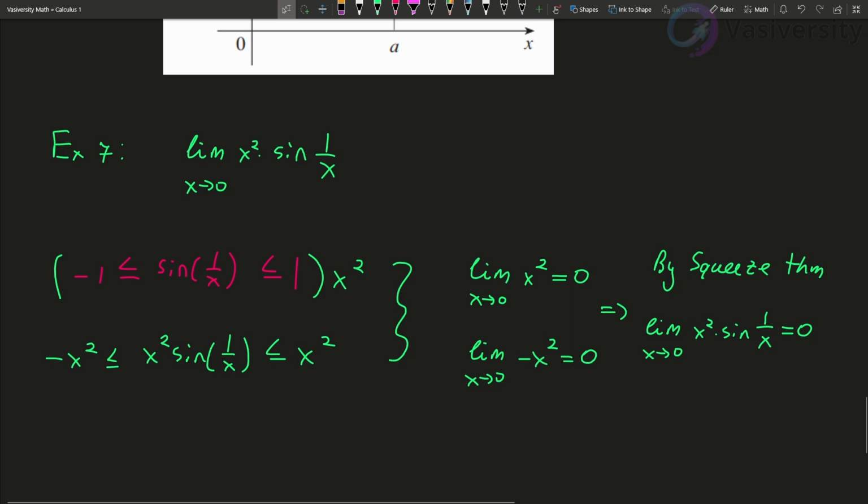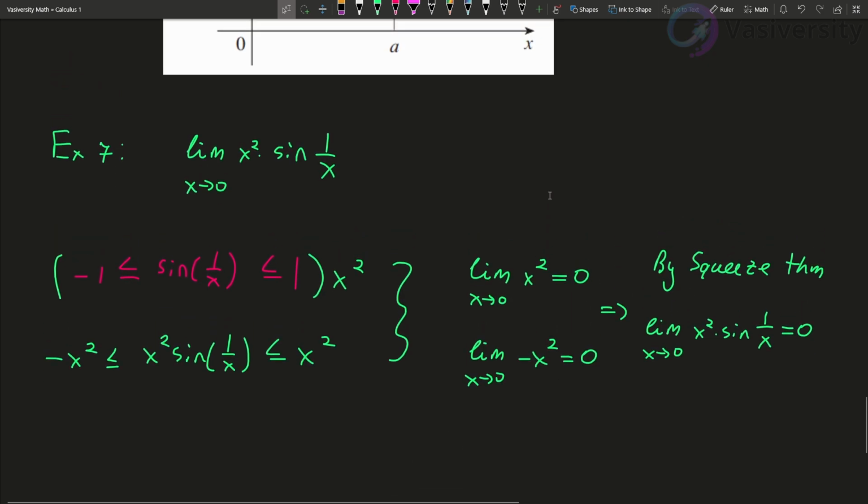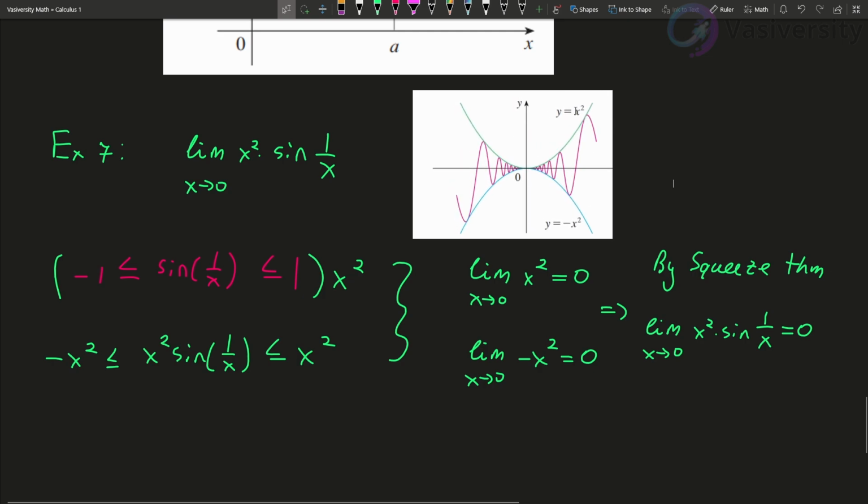Okay, here we can take a look at the drawing of how it would look. Essentially this function has the following shape. The top function would be x squared, the bottom would be negative x squared. You have both of them bounding it. So when we're approaching 0, all of them will be approaching 0.